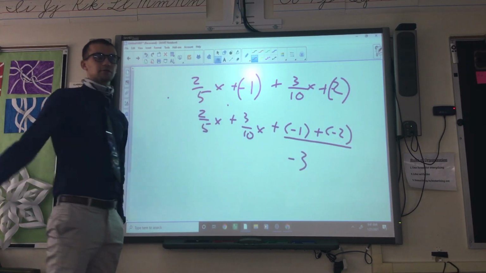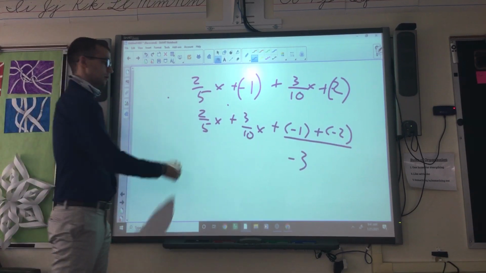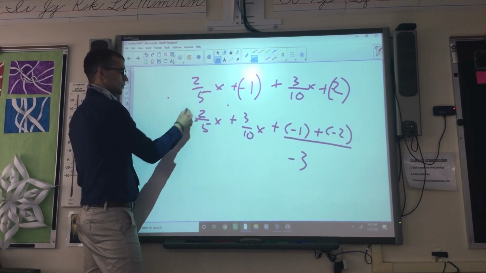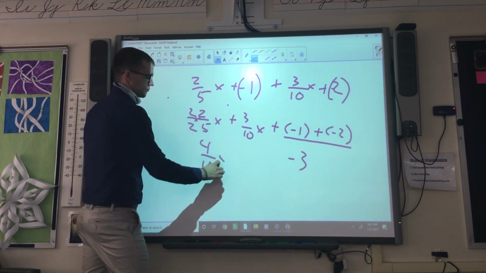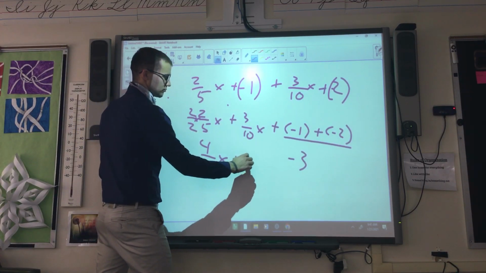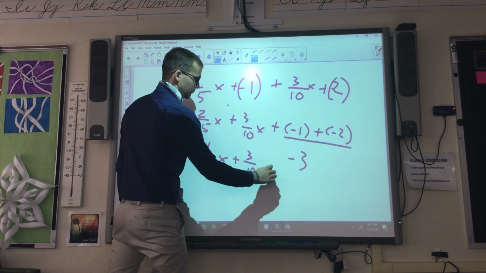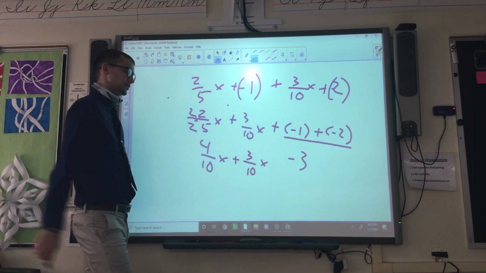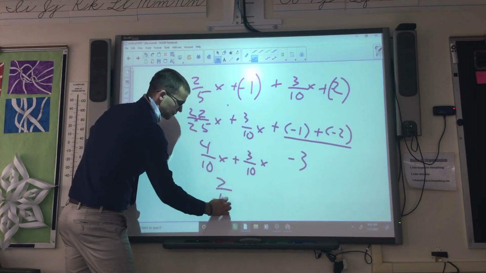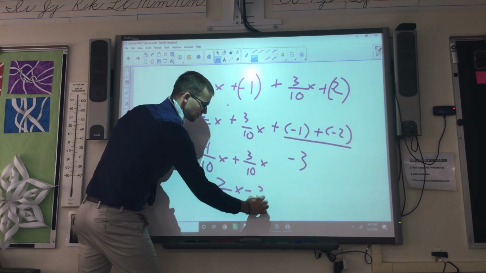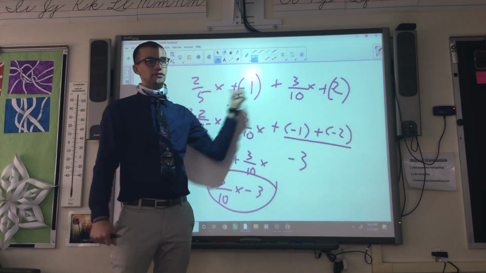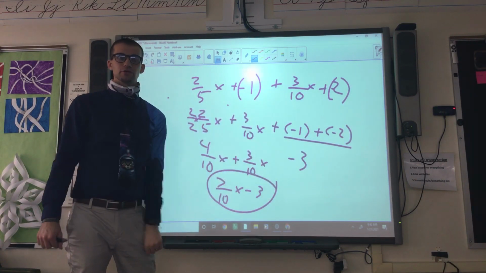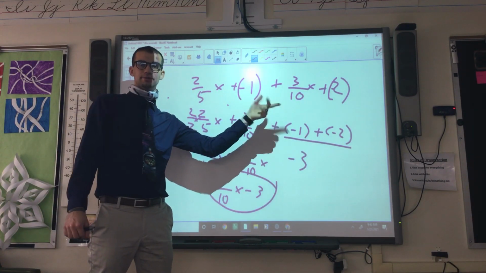With 2/5 x and 3/10 x, what do you have to do? First you have to multiply by 2, which is getting a common denominator. So 4/10 x plus 3/10 x is 7/10 x, and minus 3. These ones you didn't have to move around because they were in nice, pretty order to start with, but that's going to happen on assignments going forward.